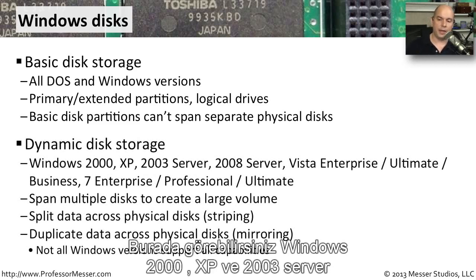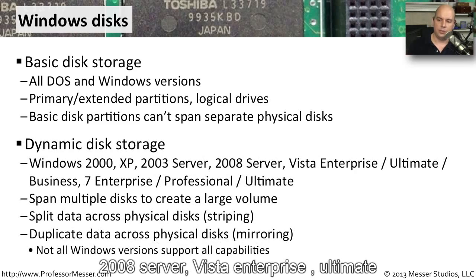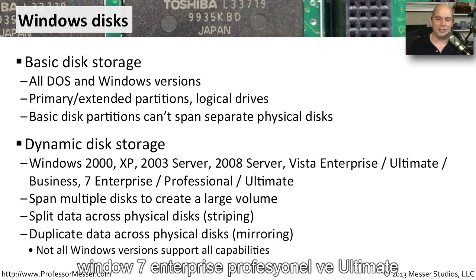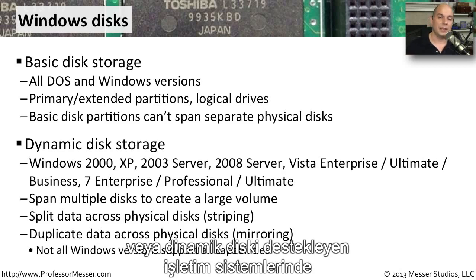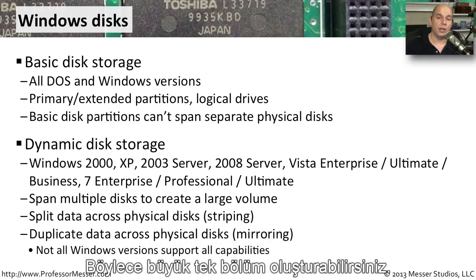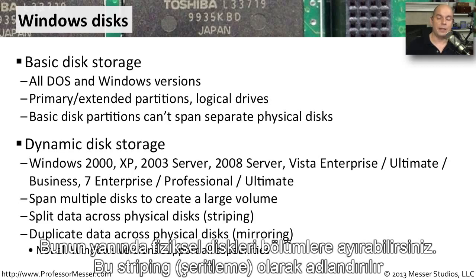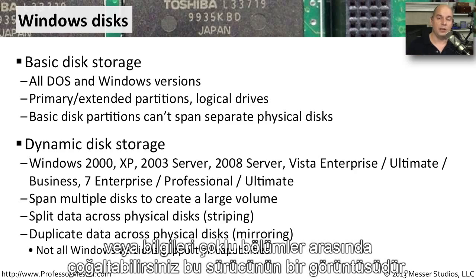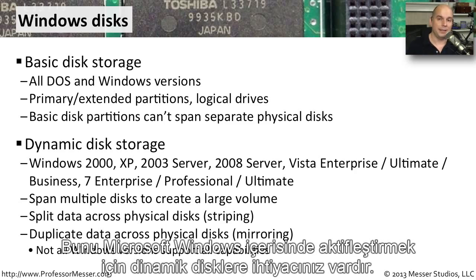And you can see here Windows 2000, XP, 2003 Server, 2008 Server, Vista Enterprise and Ultimate, Vista Business, Windows 7 Enterprise, Windows 7 Professional, and Windows 7 Ultimate are the operating systems that can support a dynamic disk. You can do things like put multiple drives inside of a computer and span across them to make it look like one big volume. You can also split data across physical disks. This is called striping. Or if you wanted to duplicate data across multiple disks, which is of course drive mirroring, you would need dynamic disks to enable that functionality within Microsoft Windows.